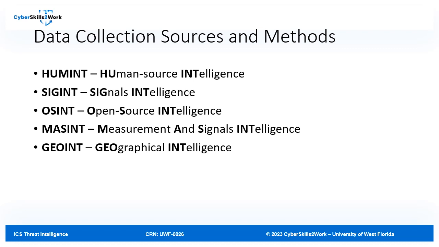Geospatial intelligence, or GEOINT, refers to the exploitation and analysis of imagery, imagery intelligence, IMINT, and geospatial information to describe, assess, and visually depict physical features and geographically referenced activities on the Earth.